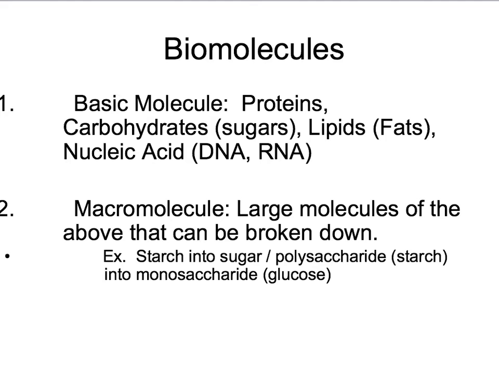Biomolecules are all made up of one basic molecule. We have proteins that are made up of amino acids, carbohydrates that are made up of sugars, lipids that are made up from fatty acids, and nucleic acids, DNA and RNA, which are made up of nucleotides. These are all macromolecules, which are basically large molecules. They can all be broken down back into their simple monomer one molecule form. Examples are like starches, which are very large. They can be broken down into sugars, which are polysaccharides. They can be broken down into monosaccharides, like glucose.